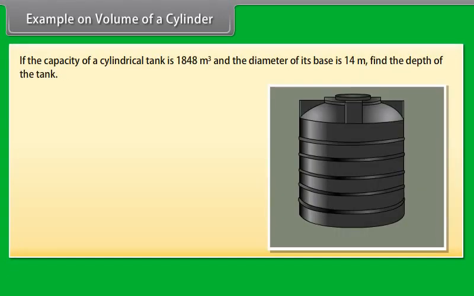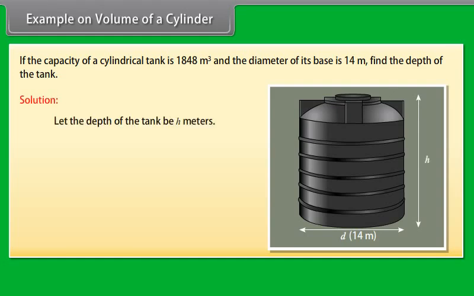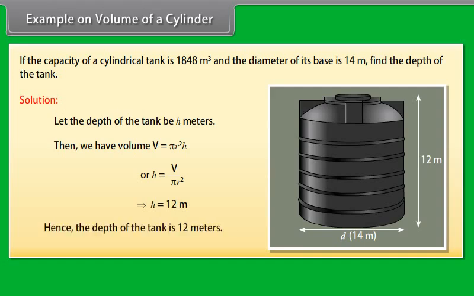Example of volume of a cylinder. If the capacity of a cylindrical tank is 1848 m³ and the diameter of its base is 14 m, find the depth of the tank. Let the depth of the tank be h meters. Then we have volume V equals pi into r square into h, or h is equal to V upon pi into r square, which implies that h is equal to 12 meters. Hence, the depth of the tank is 12 meters.